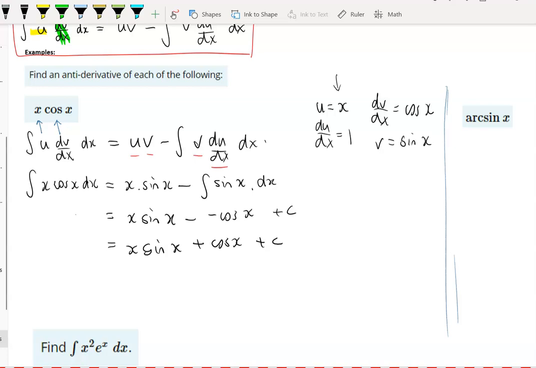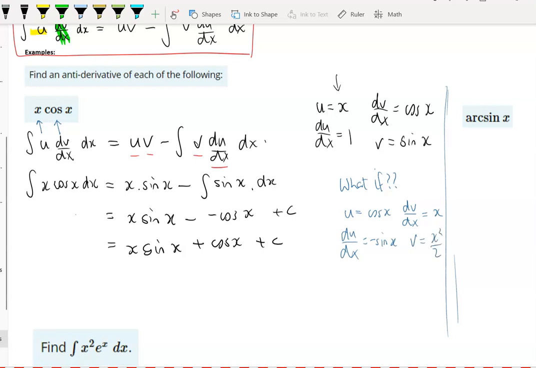Okay. Now, what would have happened if I'd done it the other way around? What if I'd chosen that u was the cos x and the dv/dx was the x? What if I'd chosen the other way around? Okay, so this is a what if. So following the formula, I need to do du/dx. So the derivative of cos is minus sine x. Okay. And the dv/dx is x, so then v would be x squared over 2.